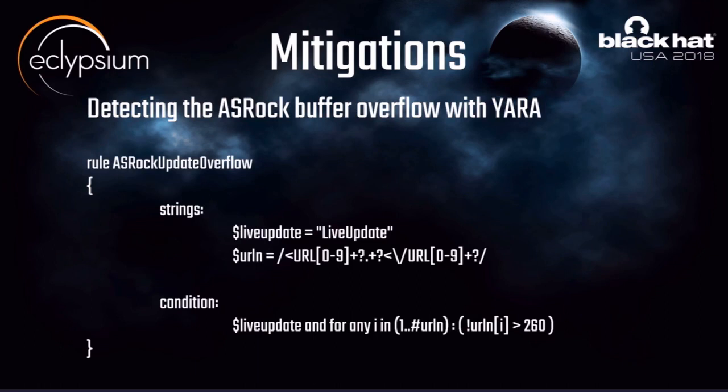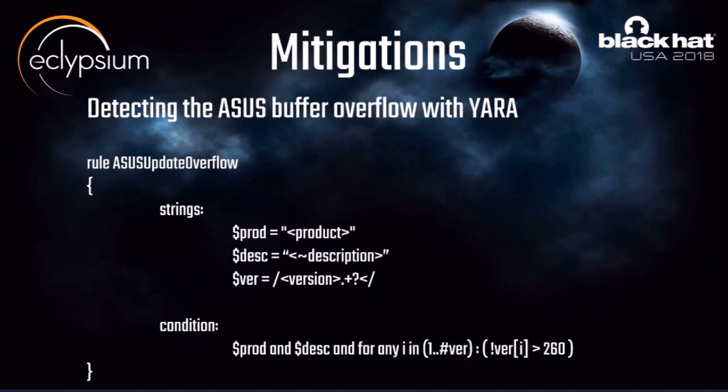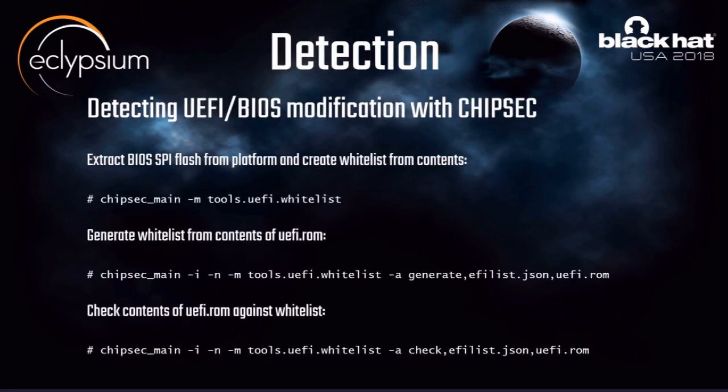So if you are concerned about detecting this, we can detect it with a fairly simple Yara rule if you have an IDS that can feed your network data through Yara, where we just need to look for an extra long URL field, and it's a pretty simple rule. So we can detect the ASRock buffer overflow live on the network with this. The ASUS one is basically very similar, it's just a different field.